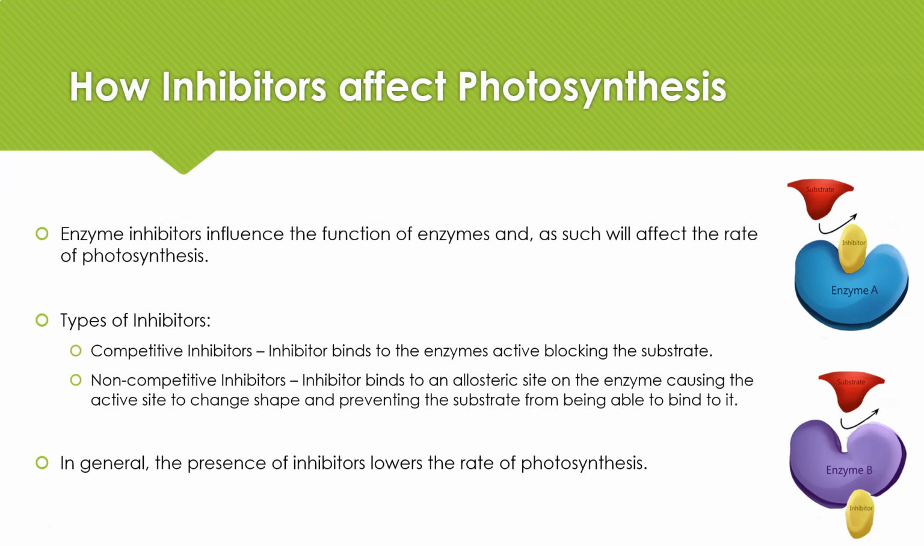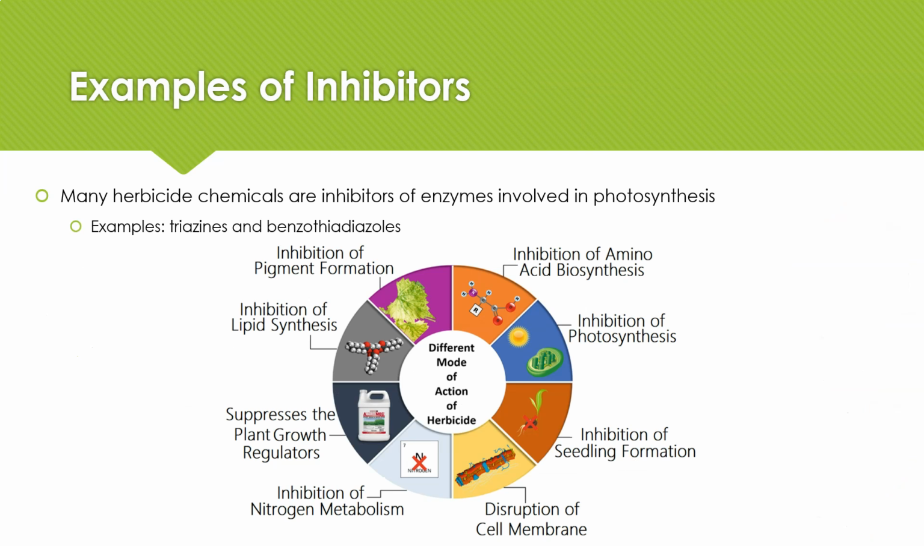Now, generally speaking, if there are inhibitors present and they're going to bind to the enzymes, they're going to reduce the function of the enzymes, therefore they're going to lower the rate of photosynthesis. Generally speaking, that's what you'd expect. Some chemicals, herbicides in particular, when we look at different types of herbicides, one of the key things is they're going to try and inhibit photosynthesis. So herbicides are probably, with plants, one of the big sources that these enzyme inhibitors can come from.